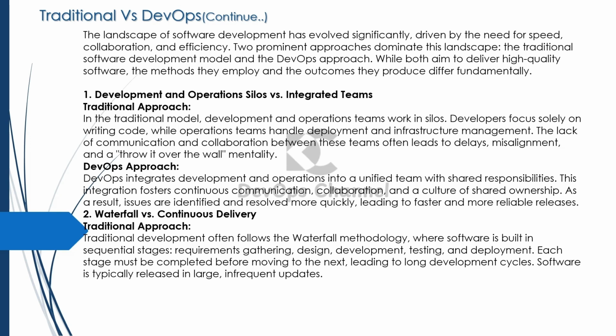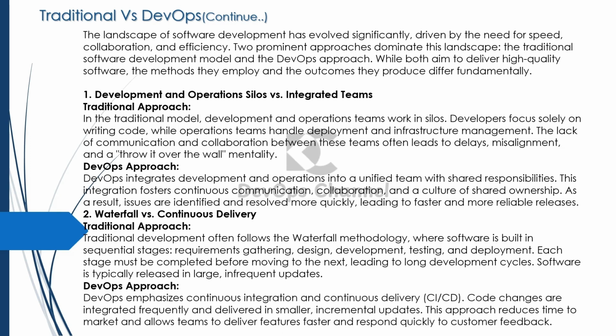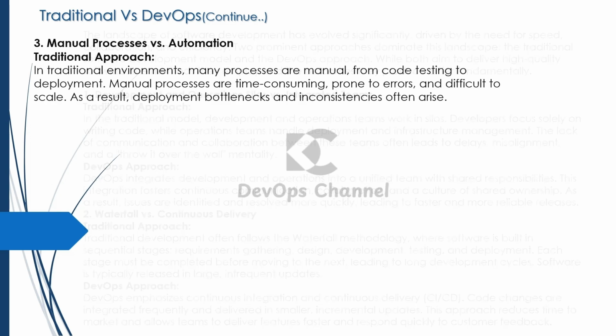While in DevOps we use continuous integration, continuous delivery, and continuous deployment, in which they all work in a cycle with the help of sprints. Small code changes are pushed and integrated frequently, and they work on this and deliver in smaller, incremental updates. Let's move to the next point.